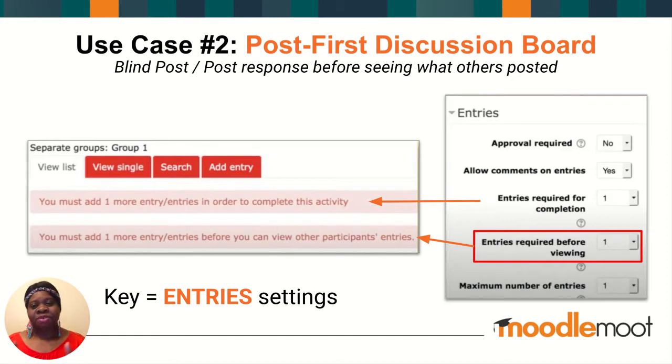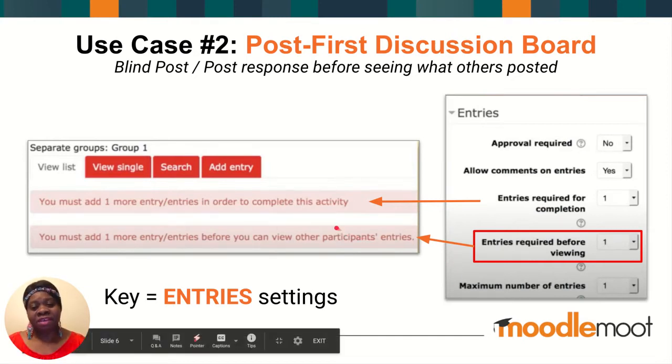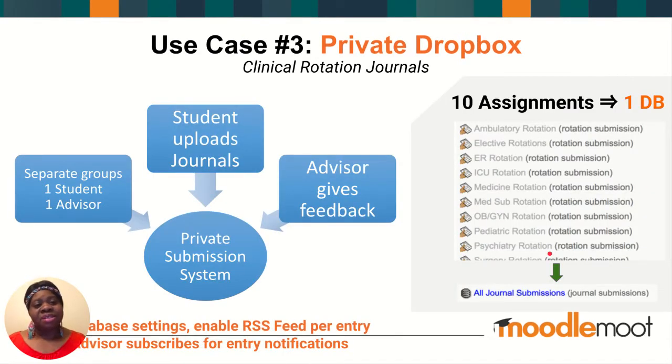That's where you control how all these are set up. So the key for this one is the entries required before viewing. Okay. Another use case is that it's being used as a private Dropbox.